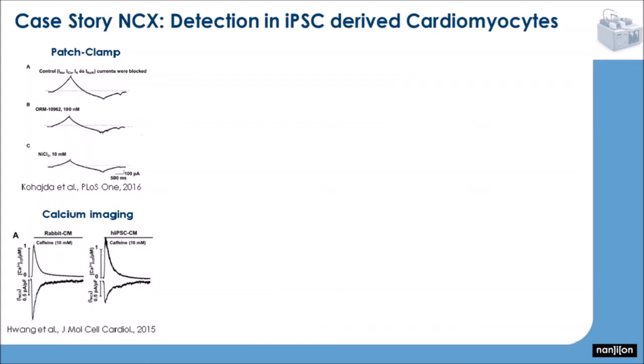And then recently, the question came up if this assay might also be suitable to analyze NCX in iPSC-derived cardiomyocytes. Those are model cells for human cardiomyocytes. And we know basically that NCX is in those cells, but with patch clamp and calcium imaging, it's very difficult to resolve this current because you have huge backgrounds, and only with pharmacological blocking and subtraction of the current, you get a small NCX activity.